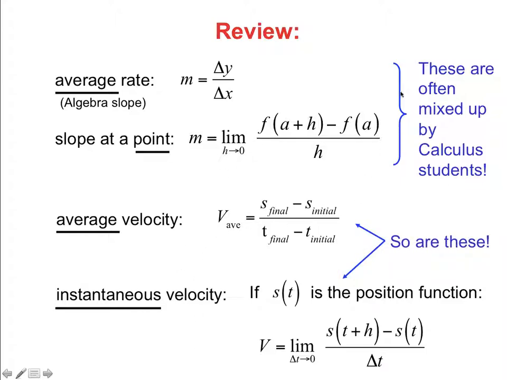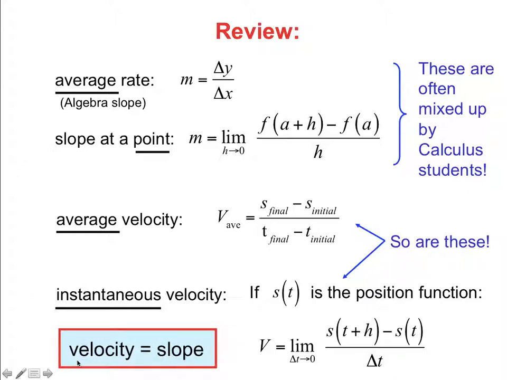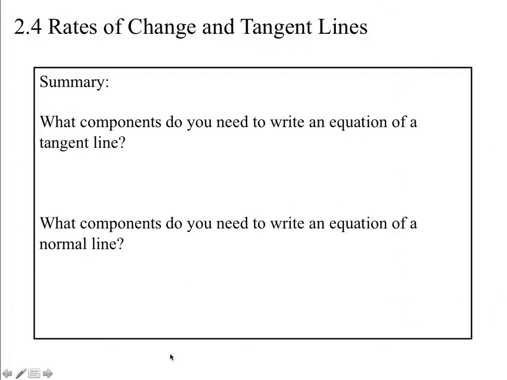We often mix these things up. Just remember, A for average is A for algebra. So this is all algebra, this is all algebra, and then these two things are the beginning of calculus. Since we think of velocity as a rate, and going back to the beginning of this section, if we're talking about rates of change, then velocity must be a slope, because slope is a rate of change.